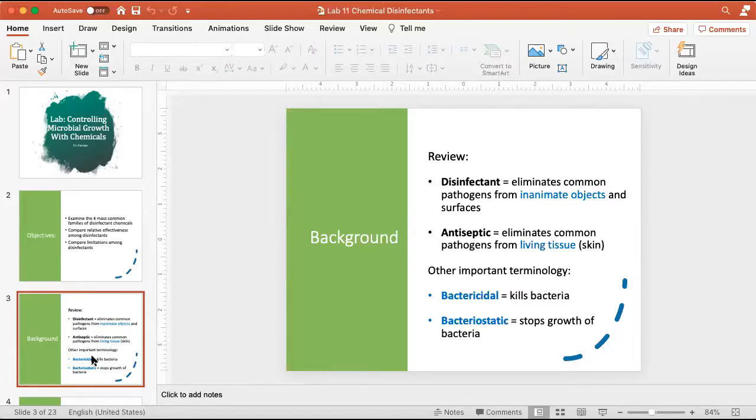And a really important part of that definition is right here. We use disinfectants on inanimate objects, okay, surfaces, objects. We do not put disinfectants on ourselves to control microbes.